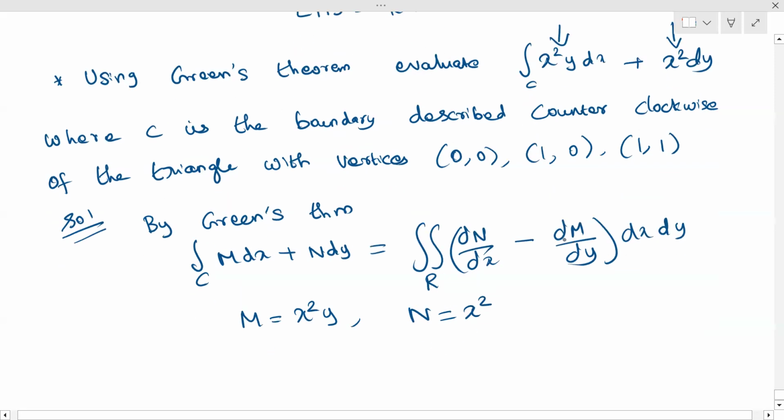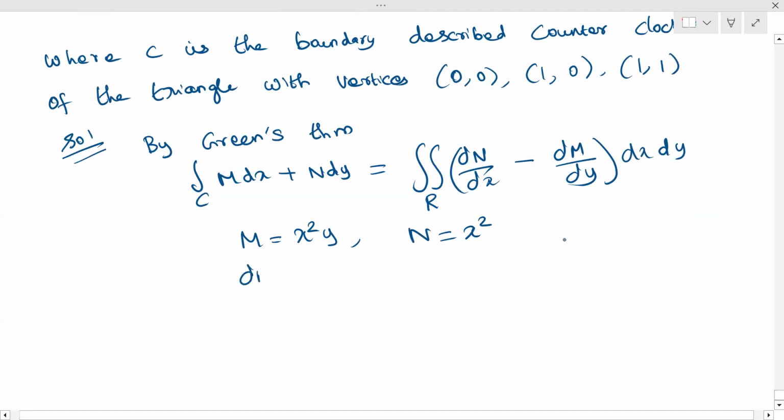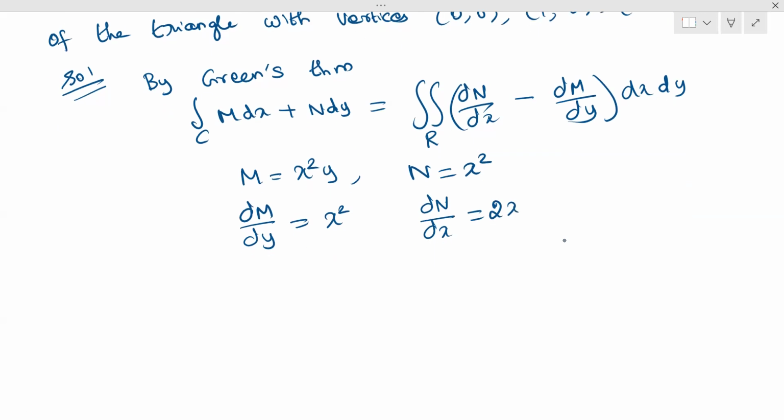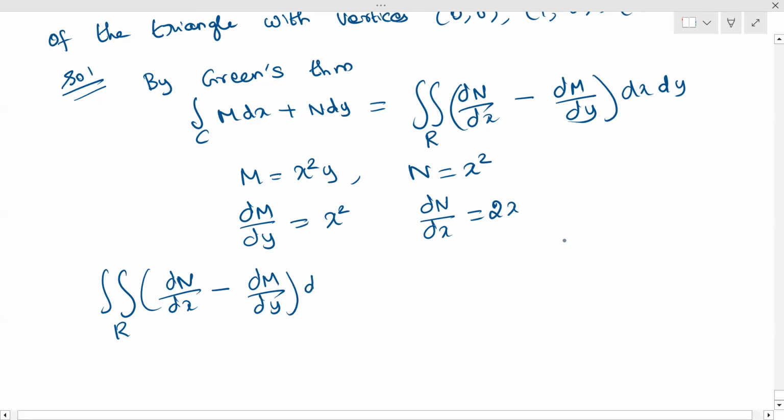As per our statement, we need the differentiation. Dou M by dou y means x square is constant, and y differentiation is 1. And dou N by dou x is 2x. So the double integral over R of dou N by dou x minus dou M by dou y dx dy equals the double integral over R of 2x minus x square dx dy.